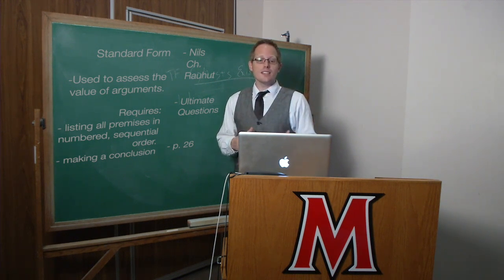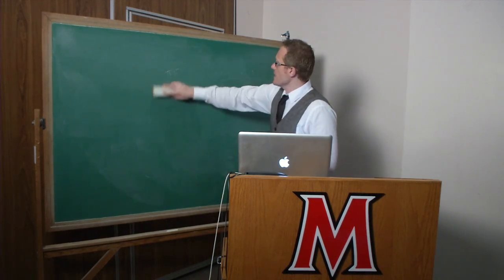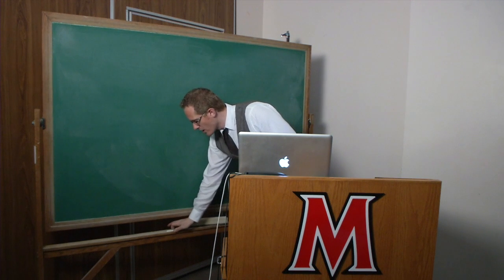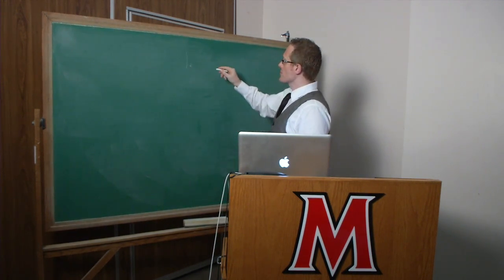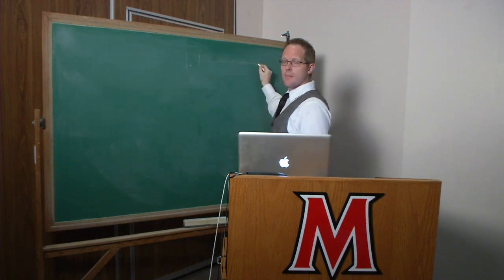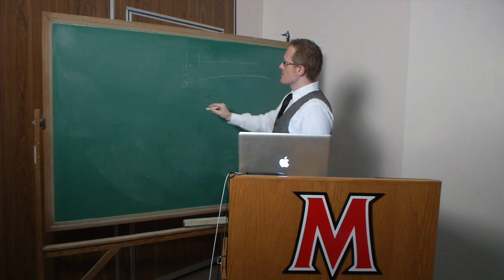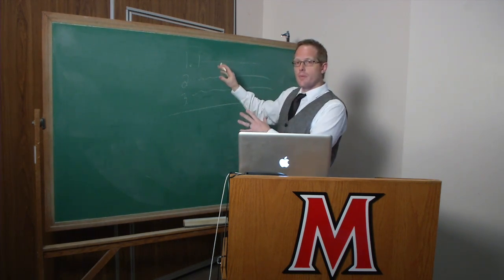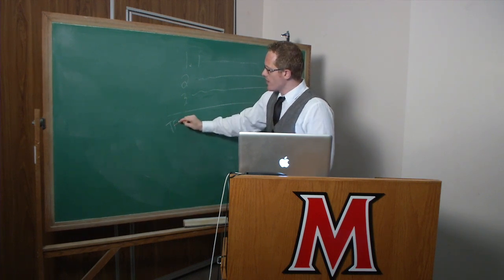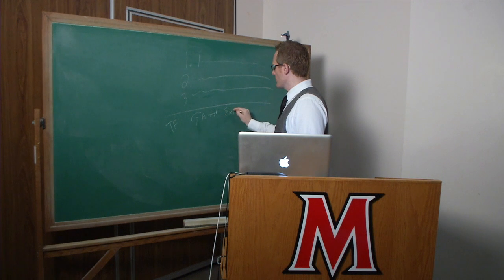This requires listing all of your premises in numbered, sequential order, and then making a conclusion. So, for example, if we were going to say that ghosts exist, we would say, number one, here's my first reason. I've heard strange noises in my room. Number two, I've seen unexplained events. And number three, and then once we have made all of our premises, we would say, therefore, ghosts exist.